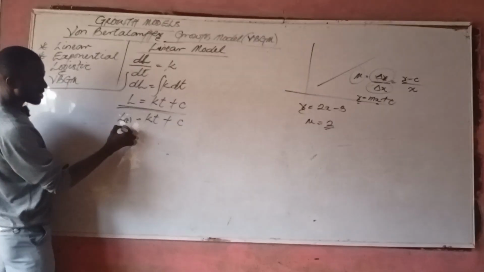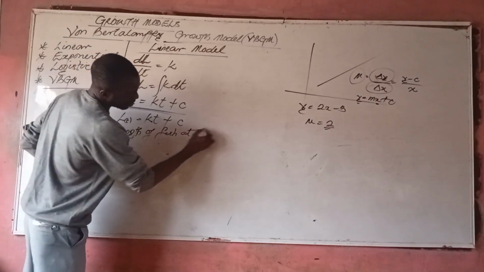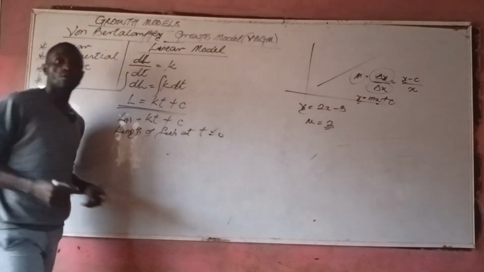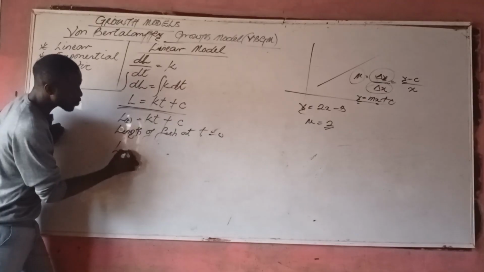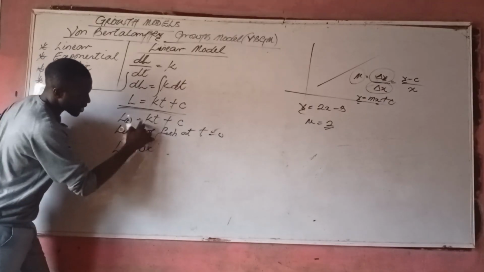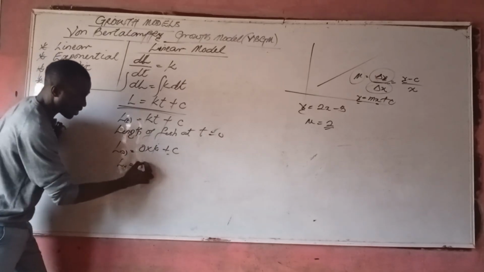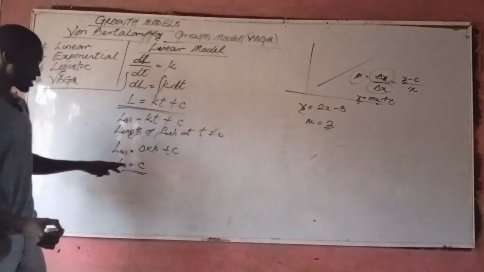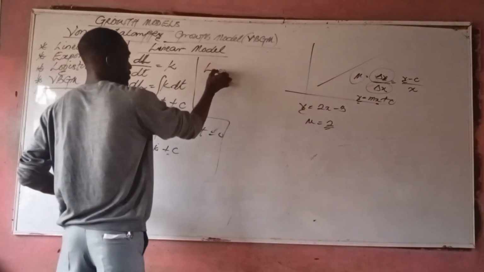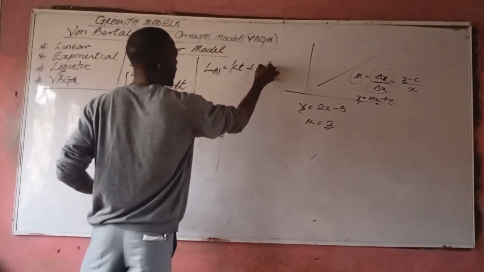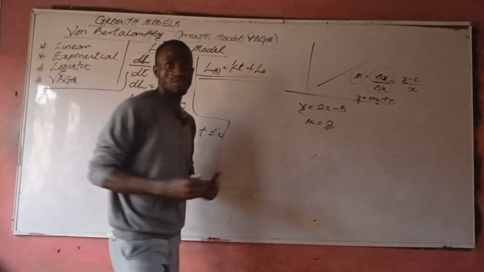How do we know the initial condition in this case? The initial condition is the length of the fish at time 0. When time is equal to 0, if you plug in your value, what are you going to have? You're going to have L at 0 equal to 0 times K plus C. From here, this becomes 0. It means that the length L0 will go to C. So this L0 is C. It means that we can modify our equation to become L at a particular time equal to kt plus L0, where L0 is the initial length of the fish.